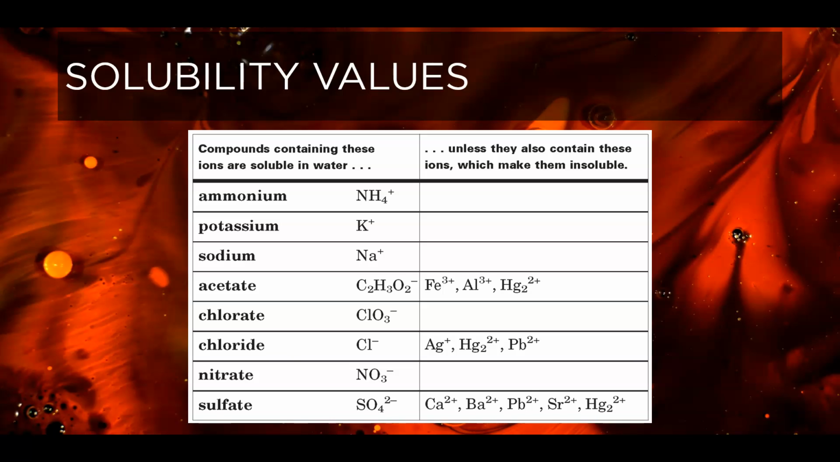So here are some different ions that are soluble in water, but there are exceptions that, once they contain the other ion, make them insoluble. So you can see that list there: ammonium, potassium, sodium, acetate, chlorate, chloride, nitrate, sulfate, all soluble in water. But the exceptions with acetate, if I have an iron 3 or an aluminum ion added to that acetate, they will no longer dissolve in water. They will actually stay together and become insoluble. Same with, for instance, silver chloride, which would not dissolve even though sodium chloride would.